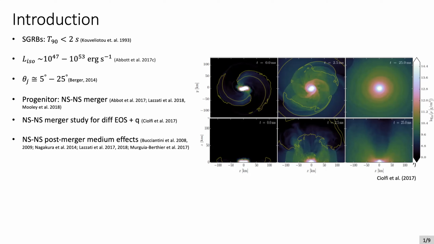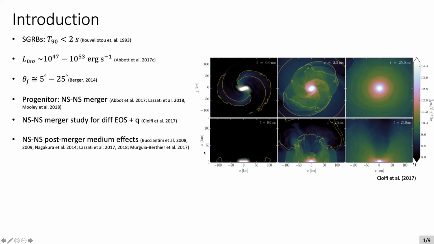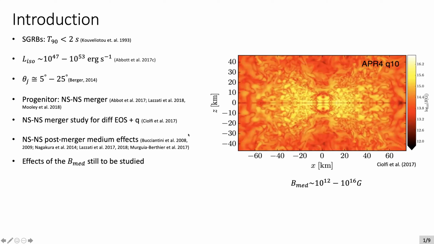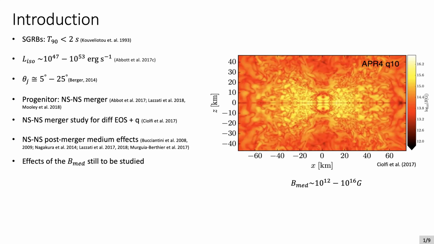The next point is that the post-merger medium effects have been studied by several authors, as we can see in these references. Also, from the Cholfi simulations, we can see that there is a lot of magnetic field, so the magnetic field in the medium needs to be studied. In this plot, we can see that the magnetic field goes from 10^12 to 10^16 Gauss, in logarithmic scale. And this is what we are doing in this work: we are searching for the effects of the magnetic field on the jet evolution.